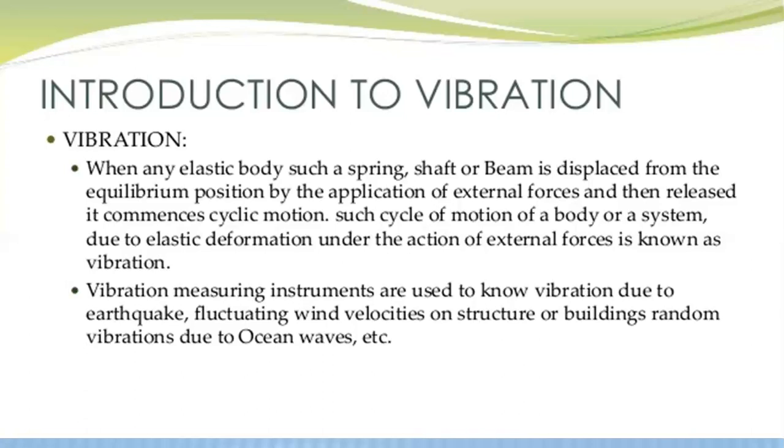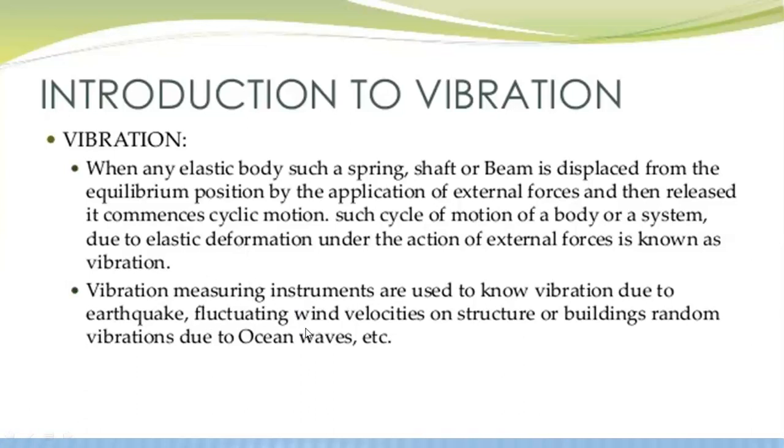Vibration measuring instruments are used to know the vibration due to earthquakes, fluctuating wind velocities on structures and buildings, and random vibrations due to ocean waves. These are the different problems for which we can calculate the vibration. So the vibration measuring instruments are used to know about the vibration due to earthquakes. With earthquakes, we come to know the vibration of the earth by using this type of vibration instrument.